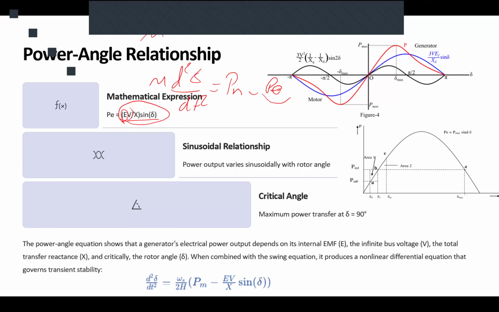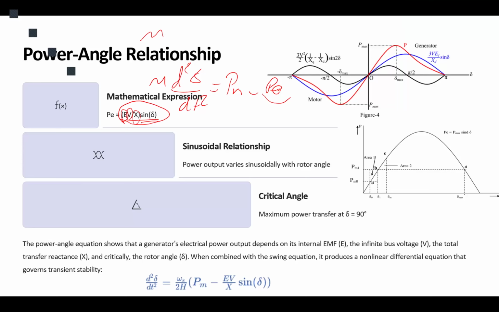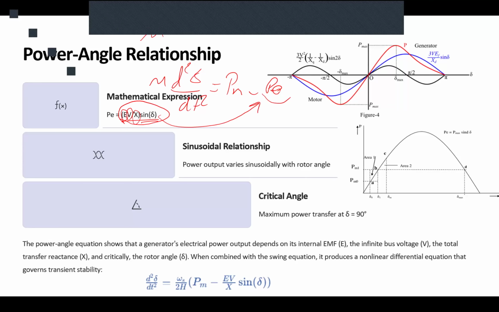E is the internal generator voltage, V is the voltage of the bus, X is the internal reactance of the generator, and sine of delta is the angle that the generator and the node have with each other. Are we good? We input that model that we have for PE into our system, and now we modify that Newton's second law formula based on our own condition in the power system. This omega s over 2H is 1 over M.